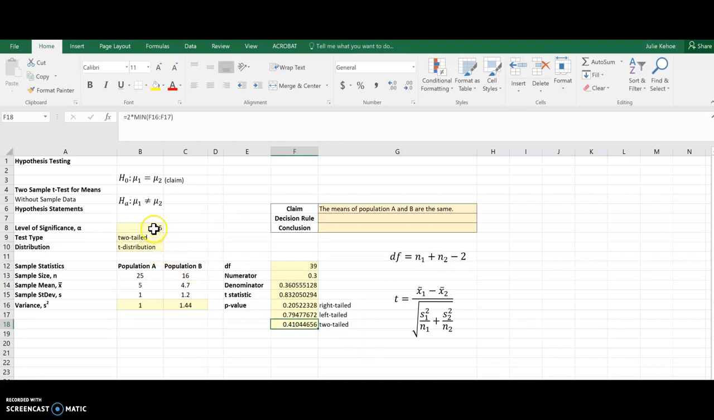And if I compare that to the level of significance I was given, well, this is definitely bigger than that level of significance. And so that means that I'm going to fail to reject the null hypothesis. And because our claim was the null hypothesis, that means that there is not enough evidence to reject the claim.